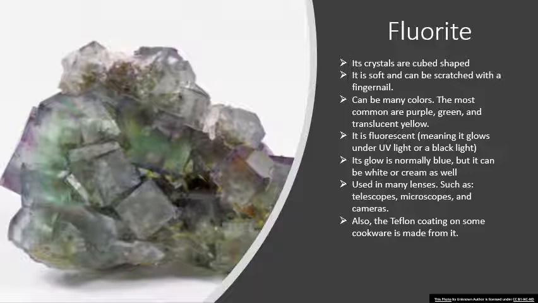Fluorite can be many different colors. The most common are purple, green, and a translucent yellow. It is fluorescent. That means that it glows under UV light or black light. Its glow is normally blue, but it can be white or cream as well. This is used in many different types of lenses, such as telescopes and microscopes and cameras. Also, the Teflon coating that you'll find on some cookware is made from this mineral.